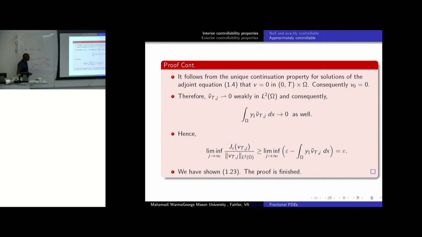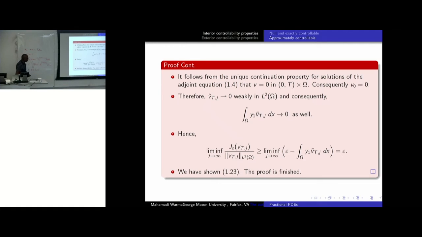Then if it's 0, we can conclude that in fact the subsequences converge weakly to 0, because we have that it converges to V sub 0 and V sub 0 is 0. Then it converges weakly to 0, and if it converges weakly to 0, then this guy goes to 0.